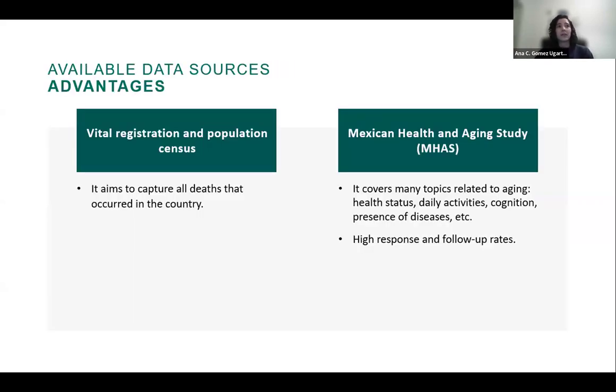What are the advantages of each of these data sources? The vital registration's main advantage is that it covers, or at least aims to cover, the entire population, and we have it for all age groups. On the other side, the Mexican Health and Aging Study covers not just mortality, but it has a lot of information on most variables, basically any variable that you might want, for older populations. And the Mexican one, compared to other similar surveys, actually has high response and follow-up rates.